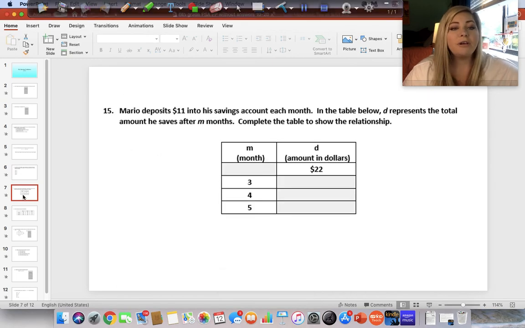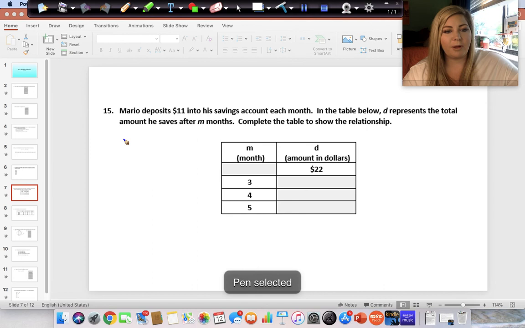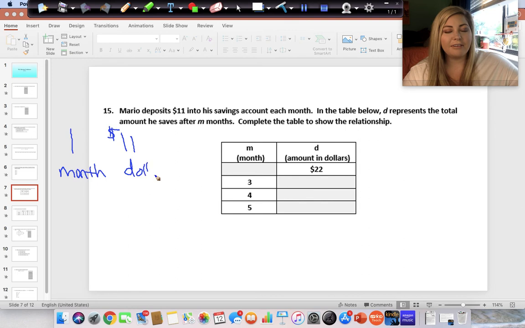Okay, Mario deposits $11 into his savings account each month. In the table below, D represents the total amount he saves after M months. Complete the table to show the relationship. Okay, so if he's putting $11 in each month, so it'd be $11 and then for 1 month, right? I'll write month underneath that. So $11 for 1 month.